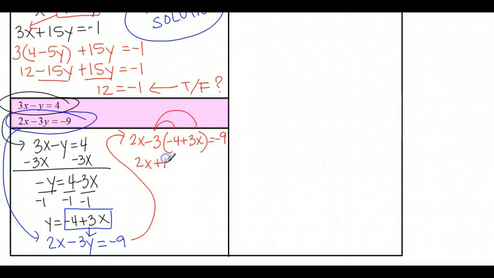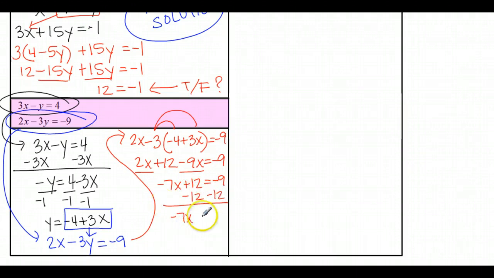So 2x plus 12 minus 9x equals negative 9. Combine like terms, so we get negative 7x plus 12 equals negative 9. Subtract 12 from both sides. We get negative 7x equals negative 21. Divide both sides by negative 7, and we get that x equals 3.